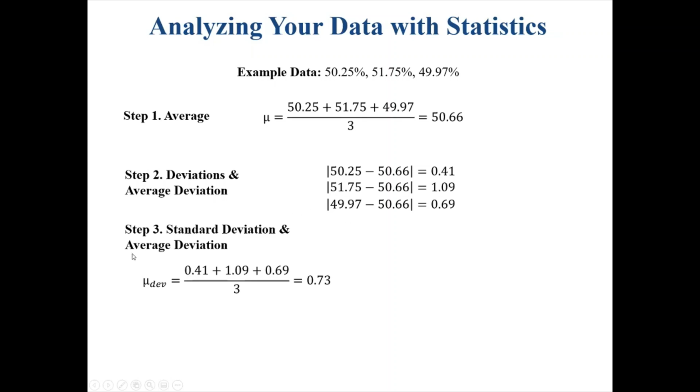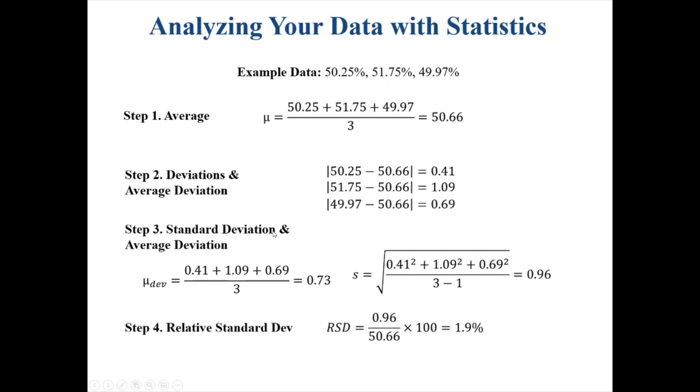Okay, then if we want to calculate the average deviation, which is mu dev, we take those 3 deviations, add them up and divide by 3. So we get an average deviation of 0.73. Now, what's a little bit more complicated, and what I wanted to show you because it's a more involved process, is calculating the standard deviation. So here, we take those deviations that we calculated and square each one. We add those numbers up together, and then we divide by the total number of points, which is 3, minus 1, which gives us 2 on the bottom, and then we take the square root of that fraction, and we get 0.96.